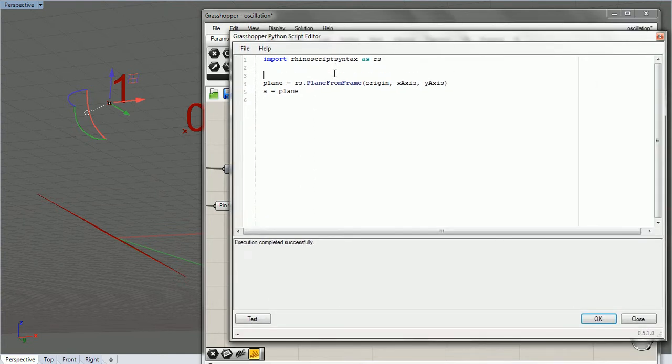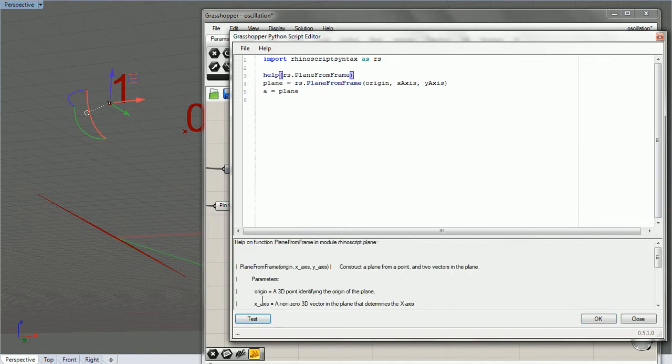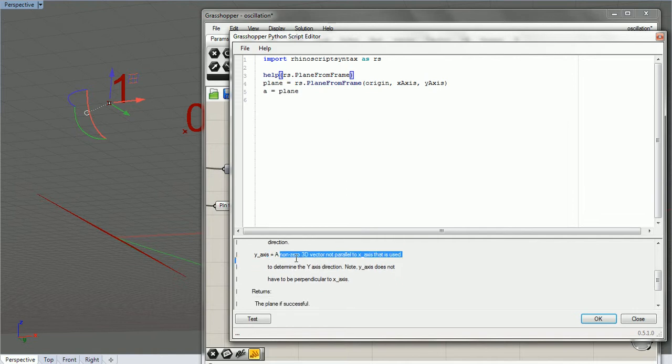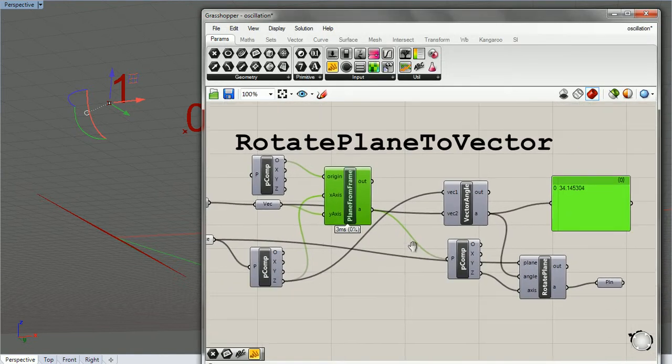Plane from frame. Let me get our help function for this. Okay, so it actually says x-axis, a non-zero 3D vector not parallel to z-axis that is used. Note, y-axis does not have to be perpendicular to x-axis, so it kind of makes it more clear than the other method. So we're going to use that, and so let's get our plane and look at it.